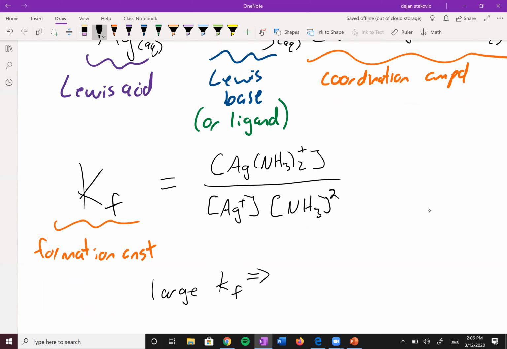In this case, it's the coordination complex. So that means that this coordination compound is very stable. It's very good. You're going to have a lot of it. We'll learn about energy in the next chapter. We'll learn about why this K is big and why this K is small. That's coming up. So the coordination compound is more favored.